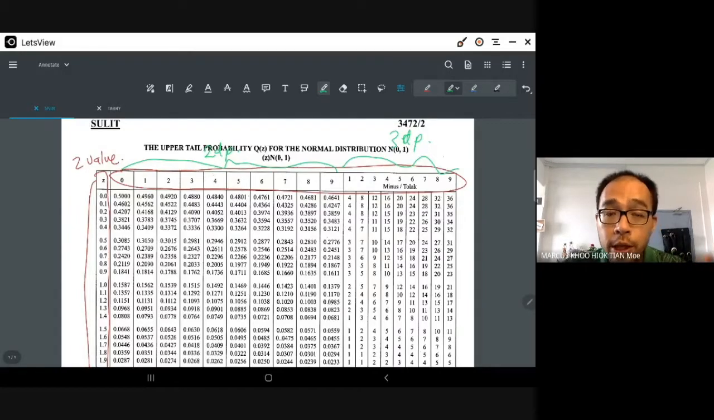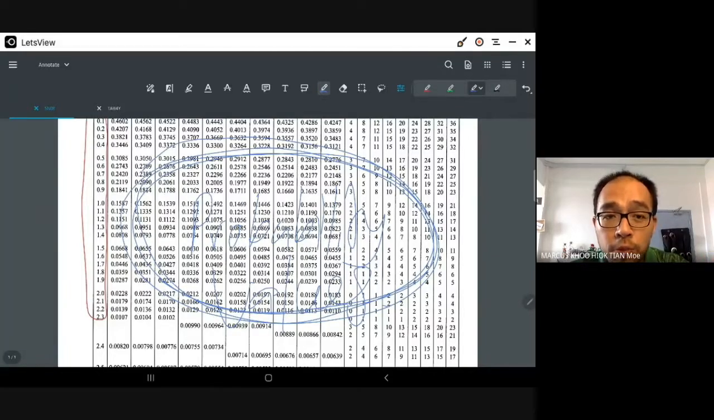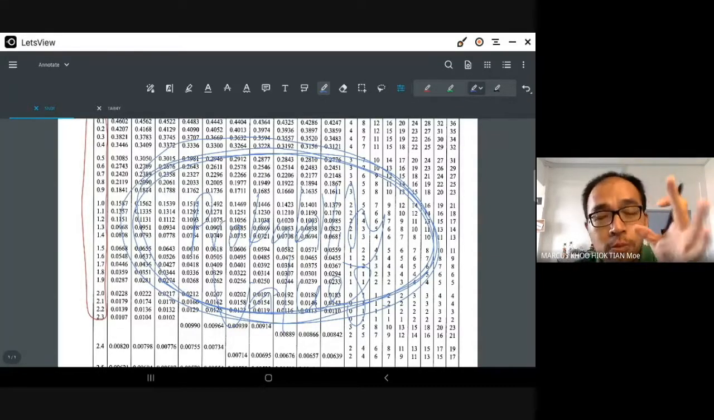Sometimes your value of Z has more than one decimal place. Just now it was 1.5 only, so it's easy. But sometimes you have 1.545. So you need three decimal places to find a more accurate probability. Now, the next thing is, everything in the center over here, these are all probability values. So this is the first thing you must distinguish.